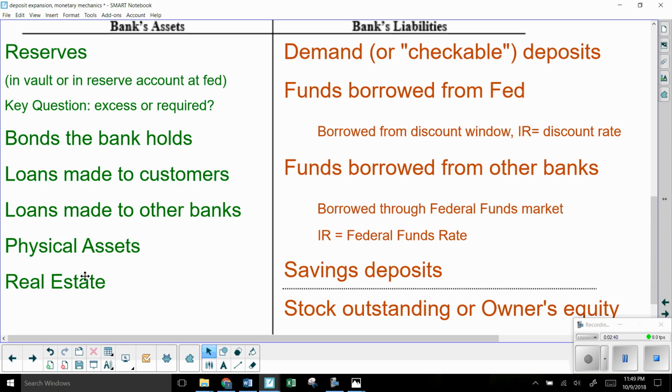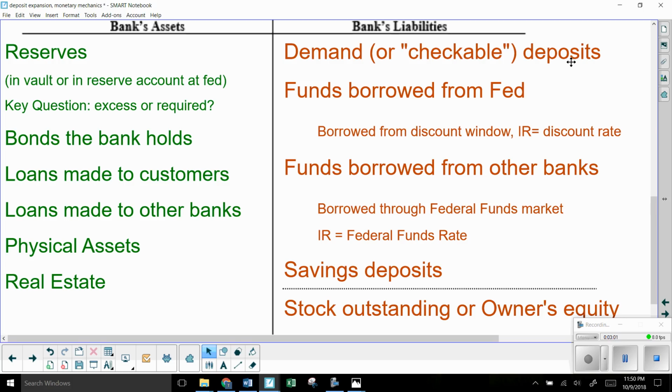And then, of course, they otherwise have assets that usually we don't think about in these problems. Sometimes they might not have been listed in the asset column of some of the sample T account problems, but of course they have physical assets such as real estate. That's the building that the bank is built on, and the desks and computers and chairs that are inside of the bank, that type of thing.